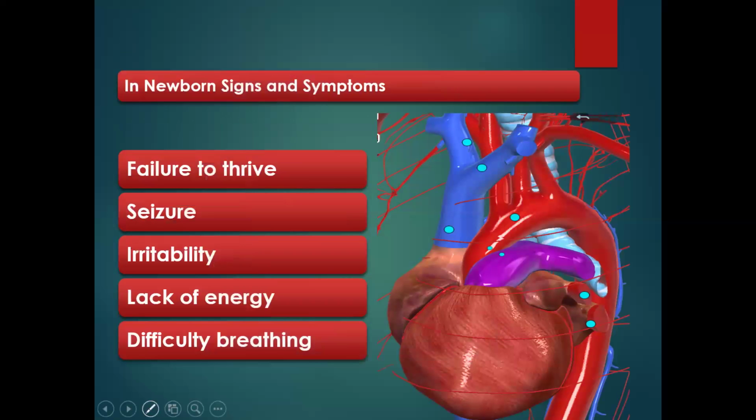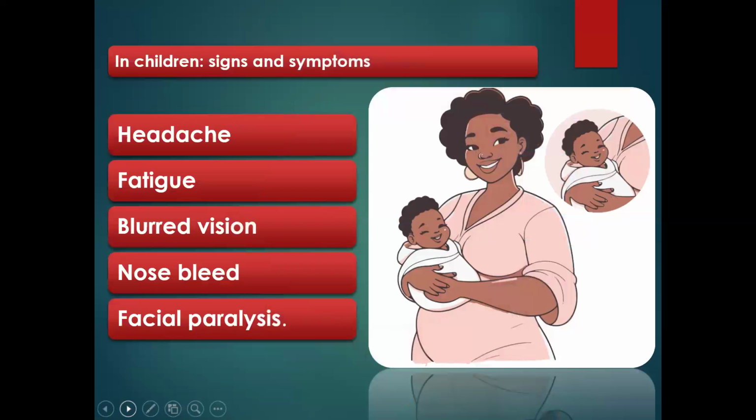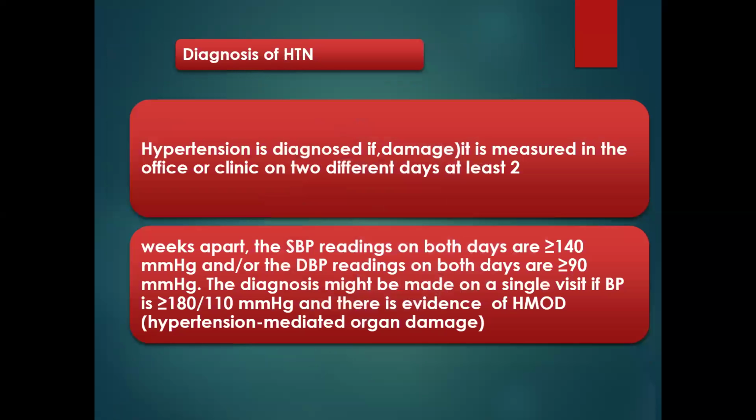Then in a newborn, the symptoms might include failure to thrive, seizures, irritability, lack of energy, difficulty in breathing. Then in children, it can present with headache, fatigue, blurred vision, nosebleed, that is bleeding from the child's nose. Facial paralysis might also be noticed.